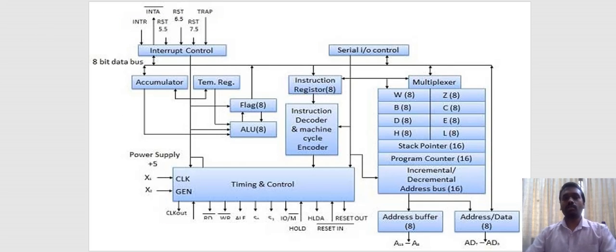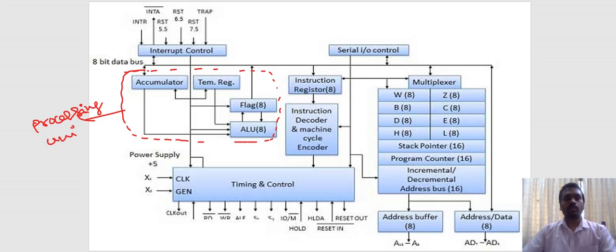So this is the functional block diagram of an 8085 microprocessor. You see there are a lot of functional units and some registers. All this functional block diagram can be categorized into different blocks. The first block is known as the processing unit. You can see I am marking the processing unit. The processing unit is composed of the accumulator, temporary register, flag register, and an ALU. We will see the functionalities of each block.